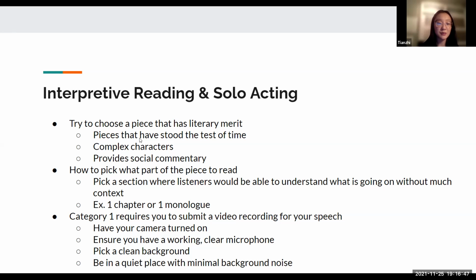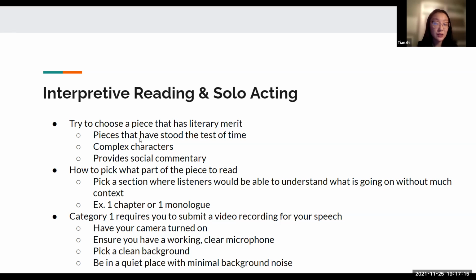And last but not least, make sure that you are in a quiet place with minimal background noise. So make sure that when you're speaking and recording, you don't have a vacuum going on in the background. You don't have sirens going on in the background. That way it makes it a lot easier for the judge to listen to what you're saying, as opposed to focusing on all the distractions that are happening outside of you.